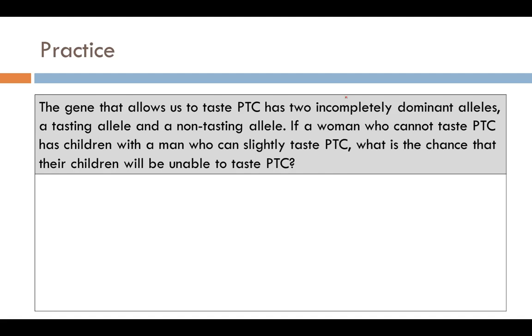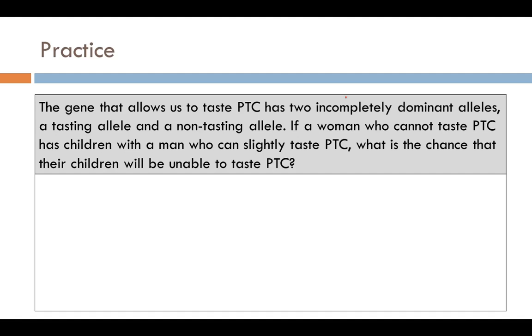Let's do some examples, all right? For incomplete dominance, I'm not going to do an example of complete dominance because you can see those in lesson 1.2. Go and have a look at some of those if you're interested. Incomplete dominance is the first one. PTC tasting is the one that we looked at. Here we have a woman who cannot taste PTC and a man who can slightly taste PTC. And the question is, what is the chance that their children will be unable to taste PTC?